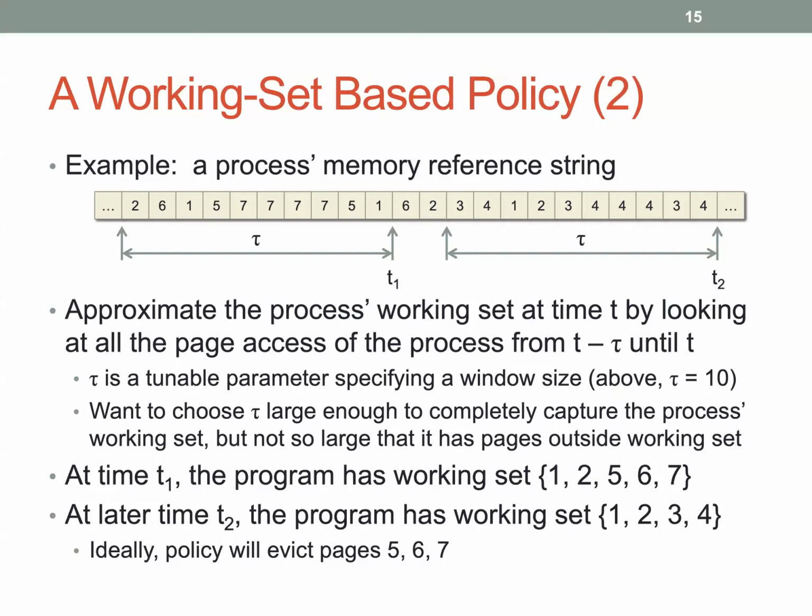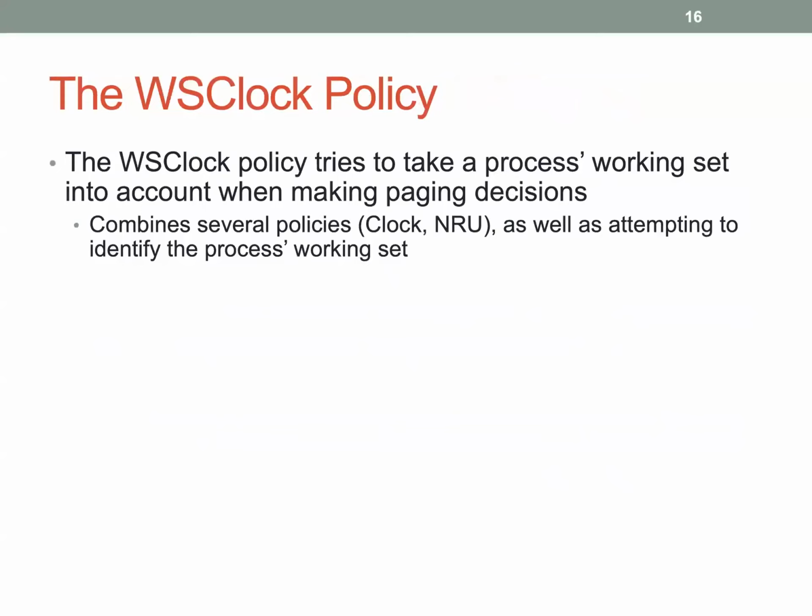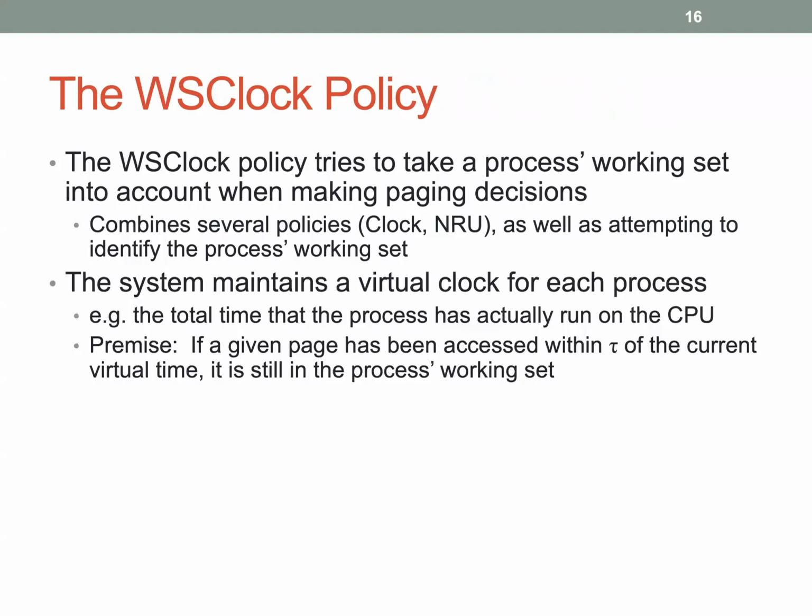Okay, so this is the idea. This is the premise. So we have a policy called WSClock. WS stands for working set. And WSClock is kind of a Frankenstein's monster of paging policies, all smooshed together. So let's go through this and talk about how it works. We basically have a virtual clock for every process. So you notice already that this is kind of a per-process policy. This is the way that we're describing this.